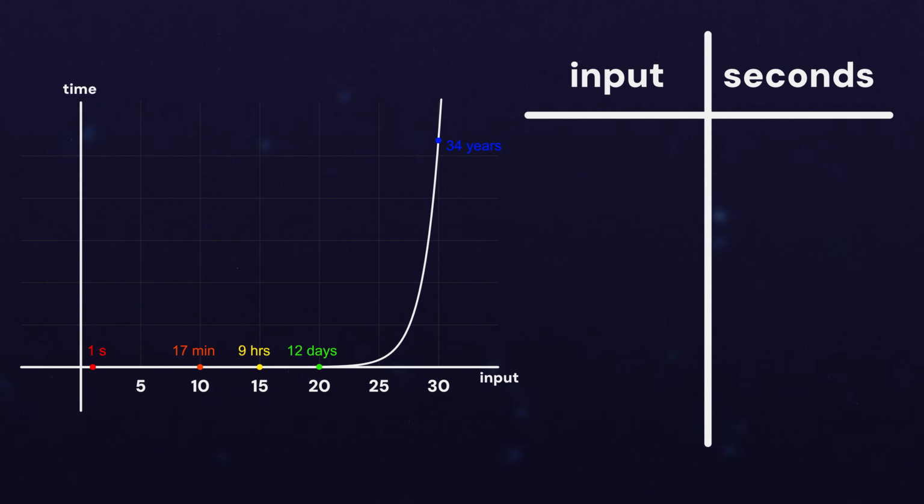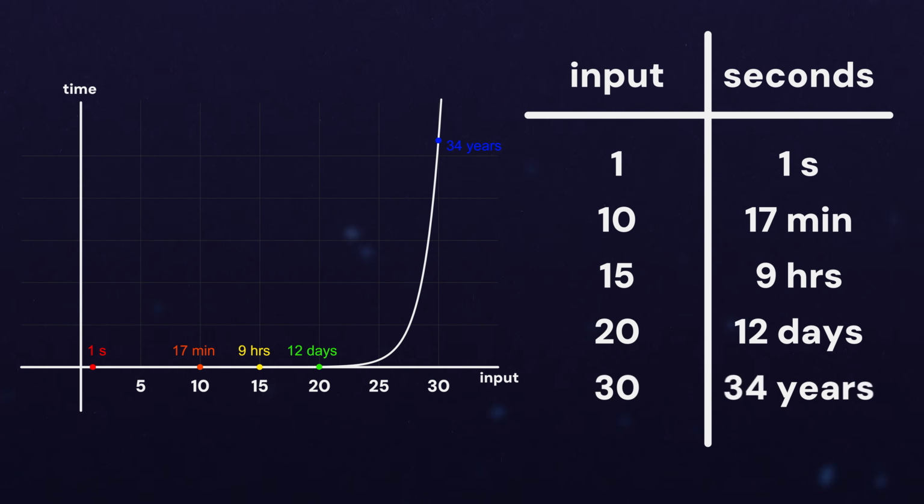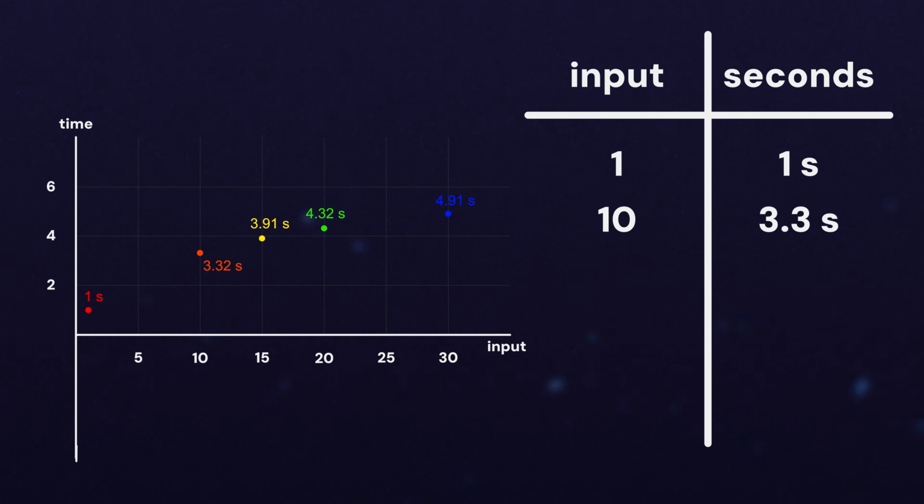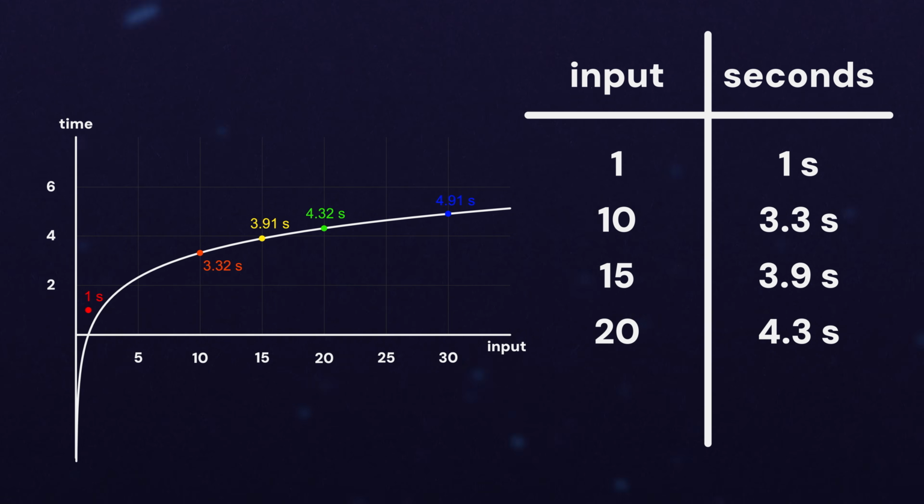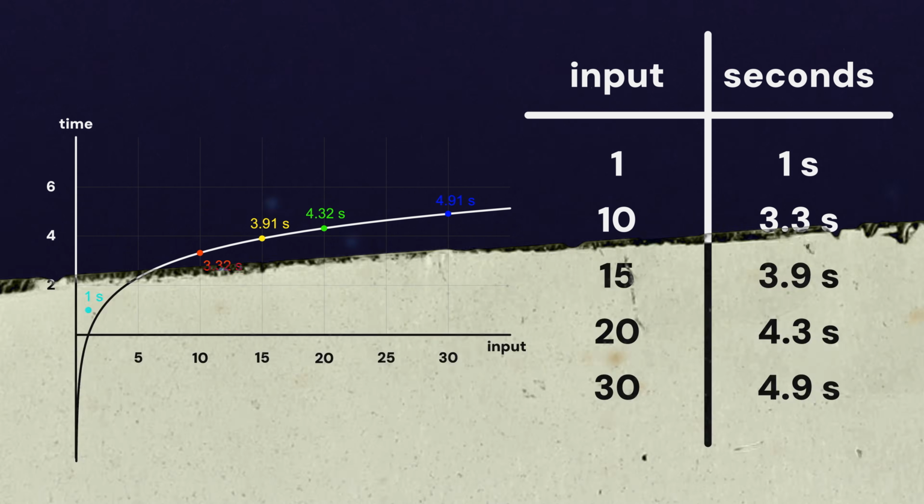When we write a program that gets slower in exponential time, that means it's going to get really slow as its input size grows. But if our program only gets slower at a logarithmic rate as its input size grows, it's going to be a really fast program.